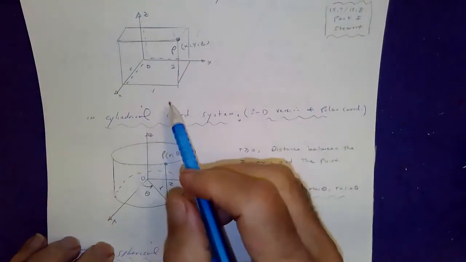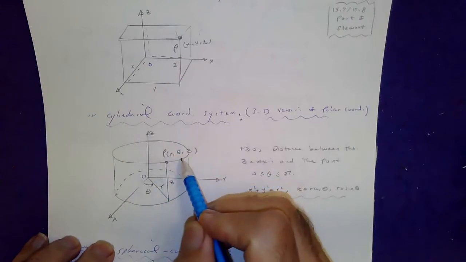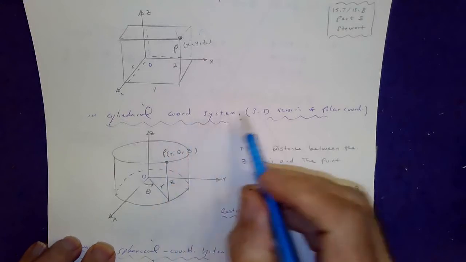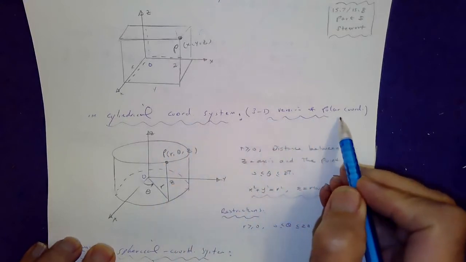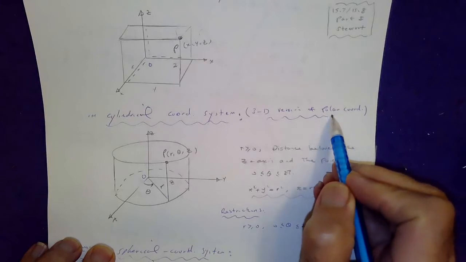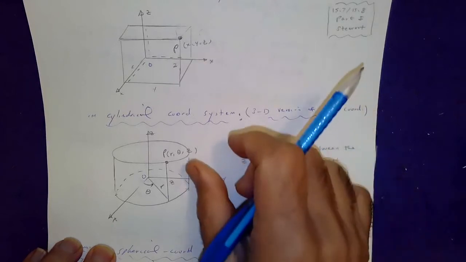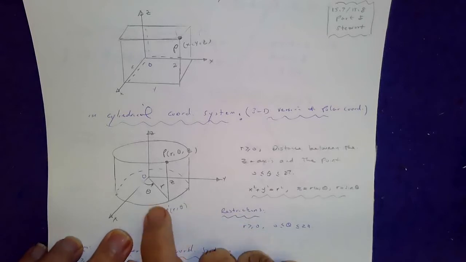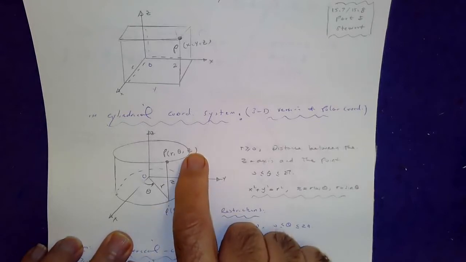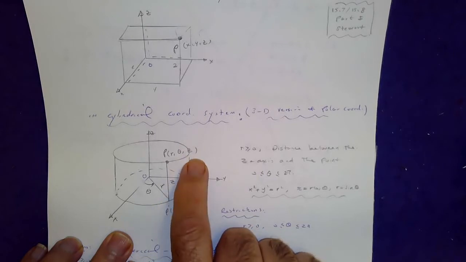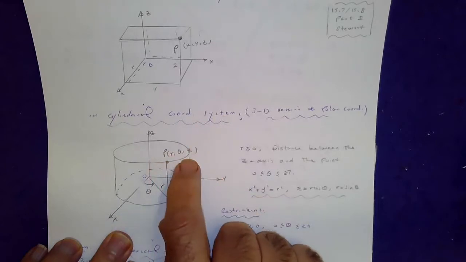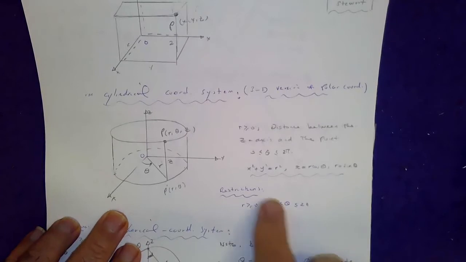In cylindrical coordinates, the point is on a cylinder. That's why it's called cylindrical coordinates. As a matter of fact, cylindrical coordinates is the three-dimensional version of polar coordinates. Remember, polar coordinates was on the floor, where the point, let's say P prime, was r, theta. Now, the minute you add a height, you are in cylindrical coordinates. So the point is on a circular cylinder.